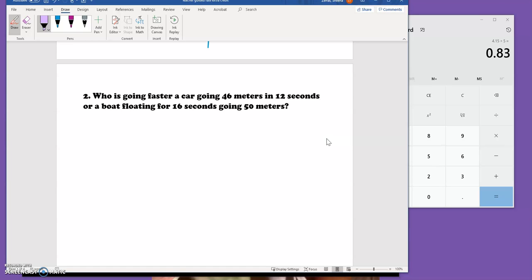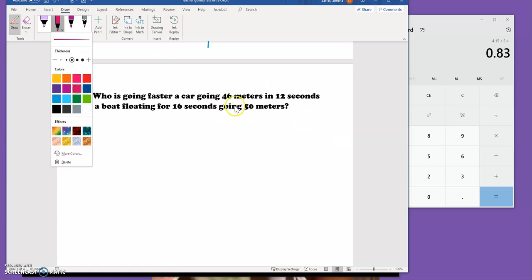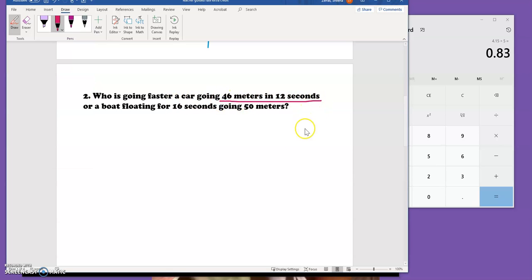Again, as I read through the question, I want to be breaking this down. So in number 2, we are asked who is going faster. So again, I recognize this is going to be asking me to compare. And I'm going to compare 2 different speeds this time. Okay, how fast they're going is telling you a speed. So we have a car, and we have a boat. And again, we want to know which is faster.